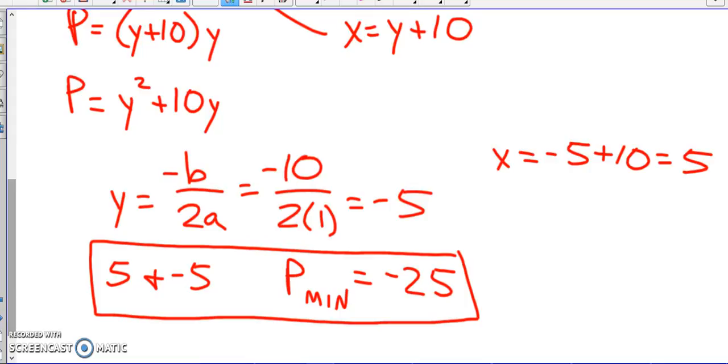Now, I want you to pay extra close attention to this example. I wasn't able to get any homework problems over it, but it's on your test. Therefore, you need to learn how to do it.